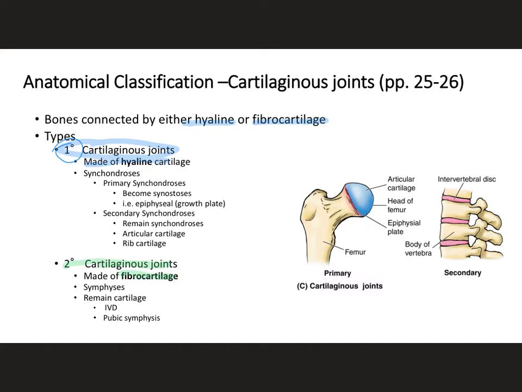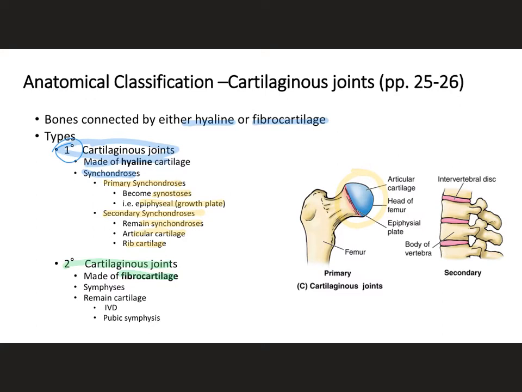Now, going back to our primary cartilaginous joints, these are called synchondroses. There are two different types. There's a primary synchondrosis and a secondary synchondrosis, and here's the difference. They're both made of hyaline cartilage, but a primary synchondrosis becomes bone. We see this in the growth plate of a long bone. It's cartilage while you're growing. When you finish growing, this turns into bone. The second kind is a secondary synchondrosis, and these remain cartilage. We see these in the cartilage of the rib cage and in the articular cartilage covering joint surfaces.